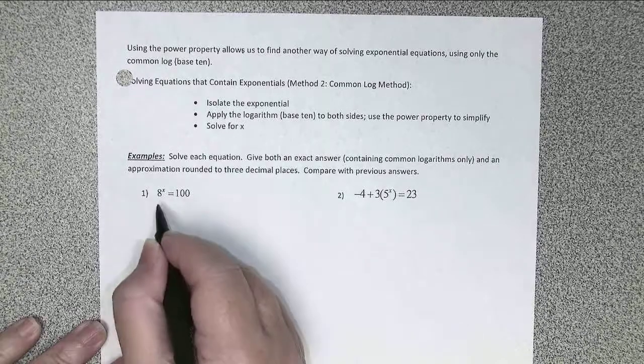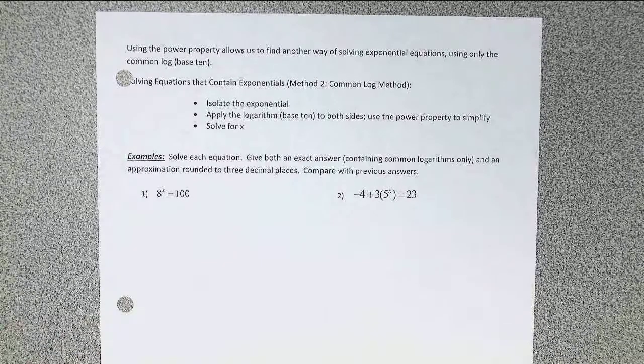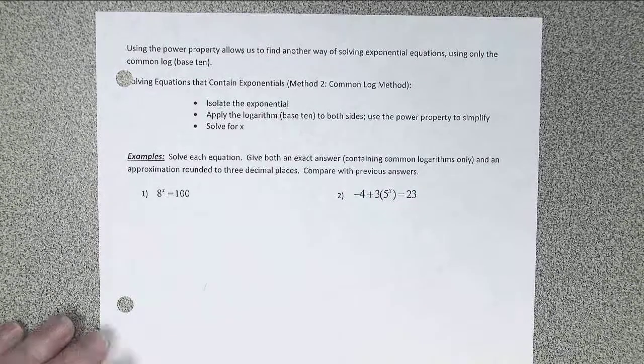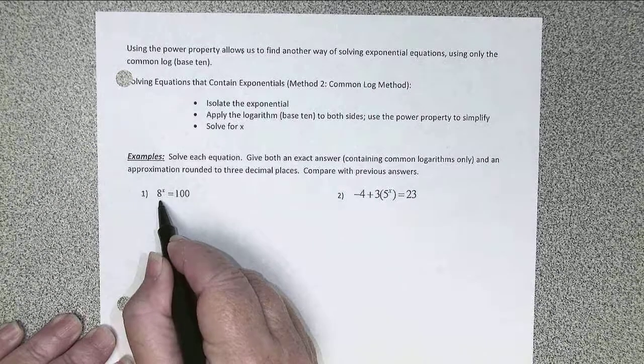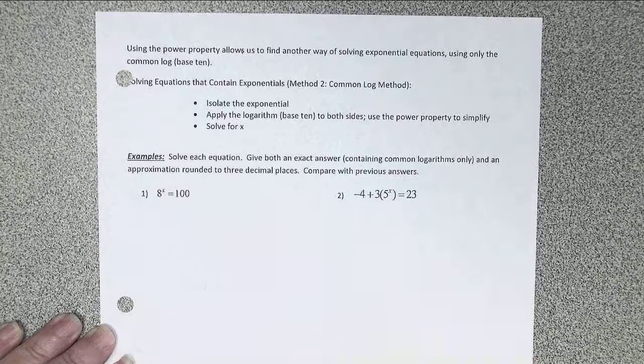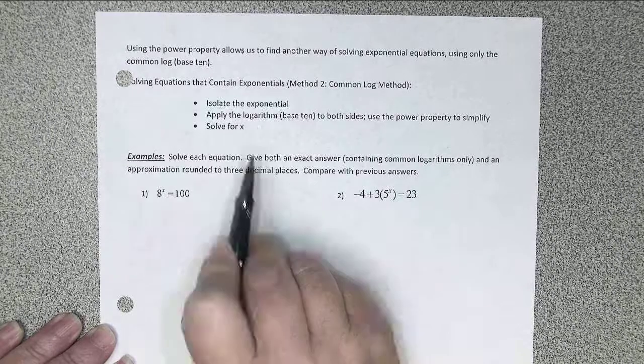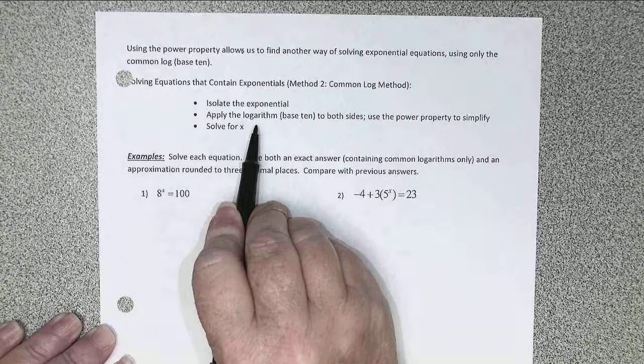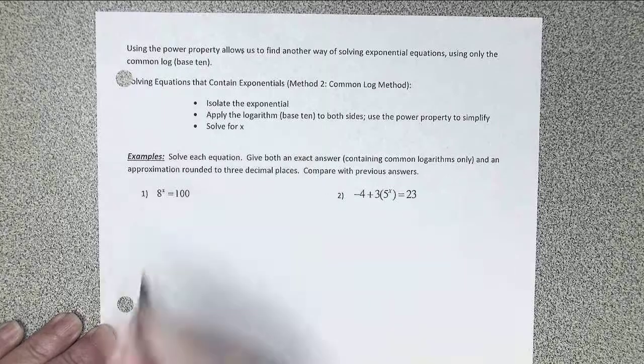So here we go. These are the same exact problems that you saw in section 3.8. And in fact, I would encourage you to check back in your notes in section 3.8 and verify that the answers we get here are the same ones that you saw there. In number 1, our exponential, 8 to the x, is already isolated. So I'm going to go right to the idea of let's do the logarithm base 10 on both sides.